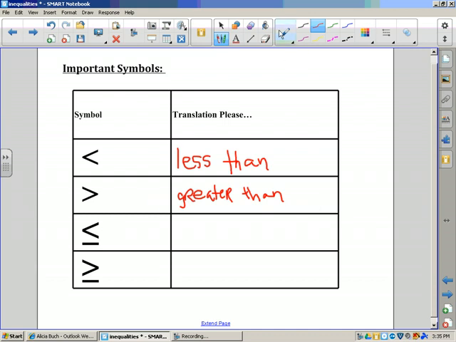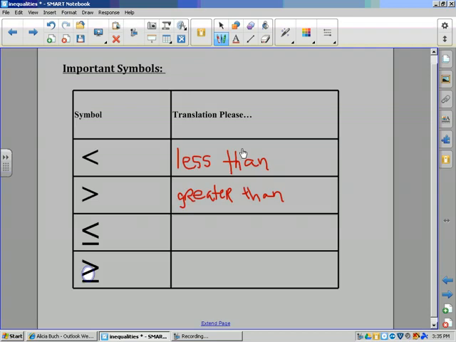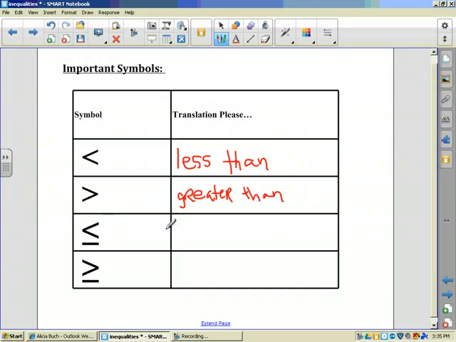Okay. Now the bottom 2 look a little bit different than the ones we just spoke of. And maybe you've seen them before. Let's go ahead and get a spotlight on this. Okay? Notice that looks very similar to the less than symbol, but it has that line underneath. And then this one here looks very similar to the greater than symbol, but again has that line underneath. So they appear to be a fusion with the equal symbol. A less than or equal to, or a greater than or equal to. And that's exactly what they are.